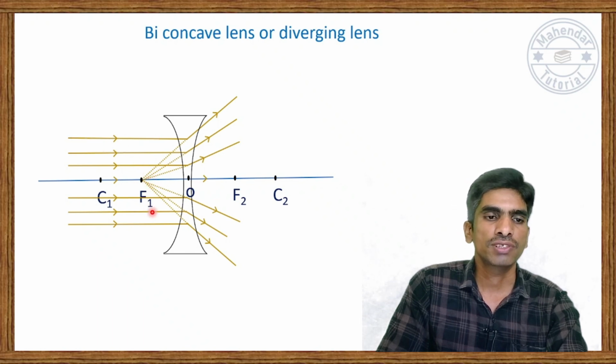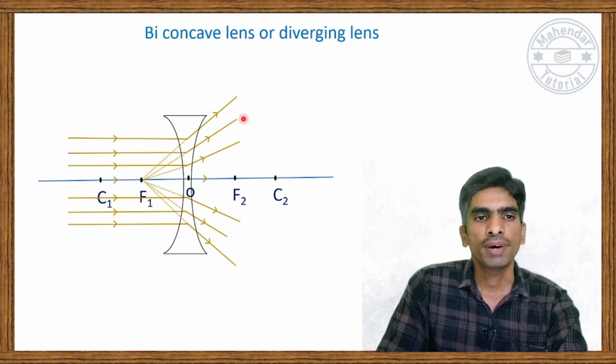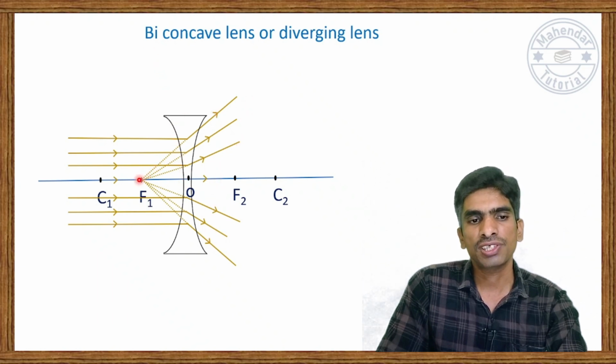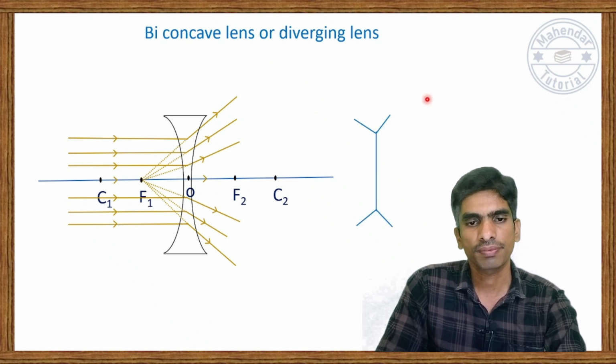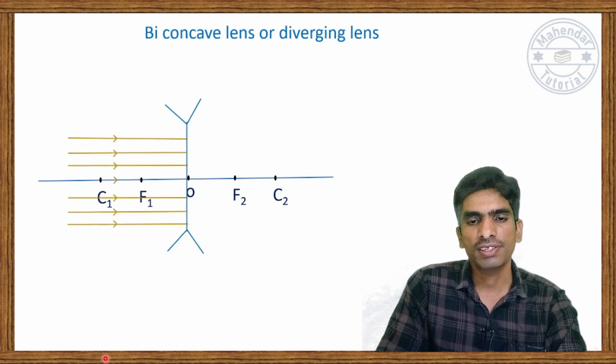So the rays which are parallel to the principal axis, when they fall on a biconcave lens, they diverge and the refracted rays appear coming from the focus. This is the symbol of a biconcave lens or diverging lens. Here we can see how refraction takes place by a biconcave lens.